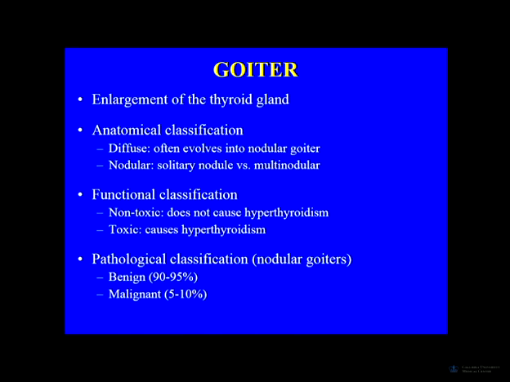And finally, we can classify goiters pathologically. Although I will comment, this is a slight change in the slides you have. I should note this is specific to nodular goiters themselves. They can obviously either be benign or malignant. Fortunately, the vast majority are benign. Studies suggest somewhere around 90 to 95% of all nodules are benign. Therefore, about 5 to at most 10% are malignant.